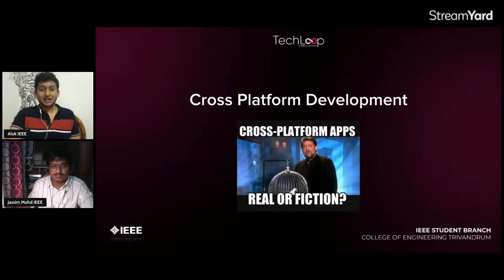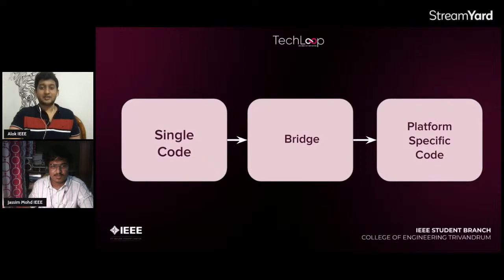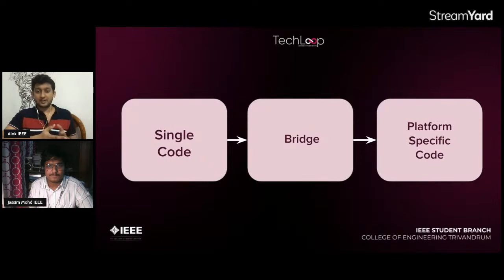So how does this work? We've got this single code here. We've got a bridge here, and we've got the platform-specific code. This is how cross-platform apps run, right? We write a single code for all the platforms, and there exists a bridge that converts and understands this code based on its framework, and then it is embedded onto that platform. This is how these cross-platform apps work.